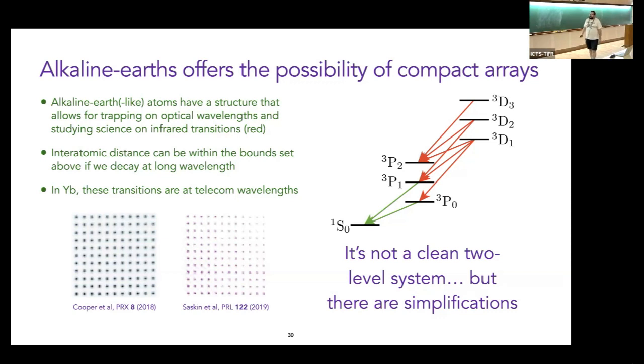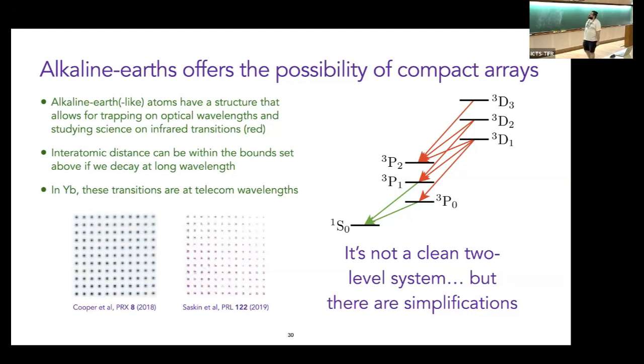So in all of these plots where I'm saying I need my distance to be small enough, it's in units of the wavelength. A trick you could do is you trap at optical wavelengths, and then you do the science on a much longer wavelength. In ytterbium, these transitions actually turn out to be at telecom wavelengths, which is nice not only because it gives us that trick, but also because collecting and dealing with the light is all very easy. These components are already well available.